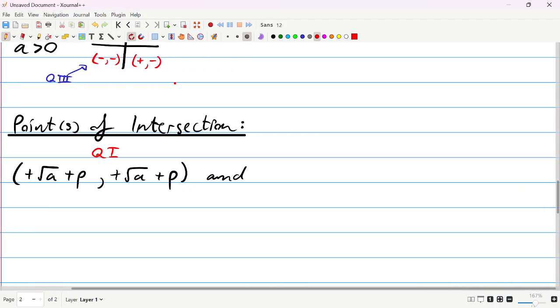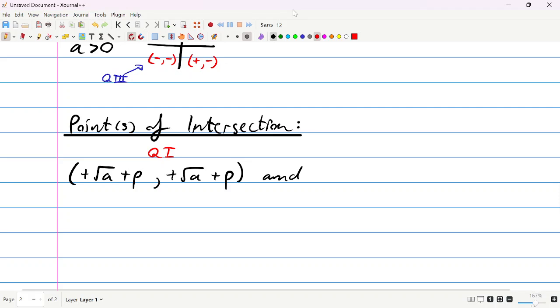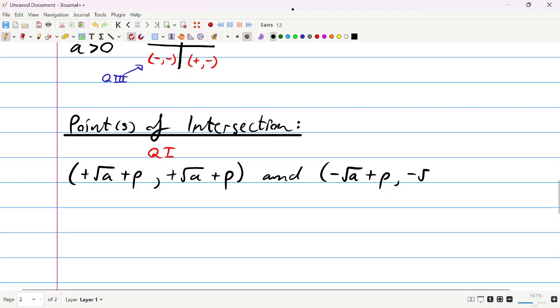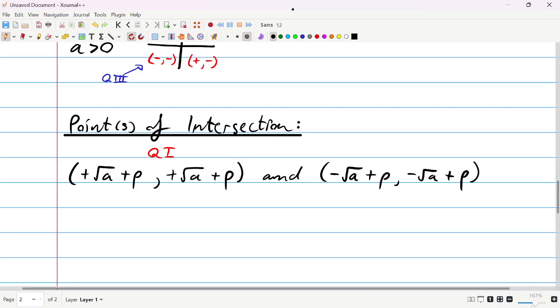The other one is going to be for quadrant 3. And both of the coordinates are generally supposed to be negative. So it'll be negative root a plus p, and then negative root a plus p. Let me write this down quickly. This would be quadrant 3.